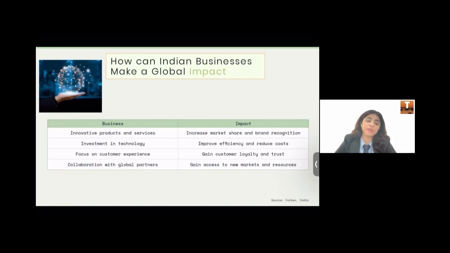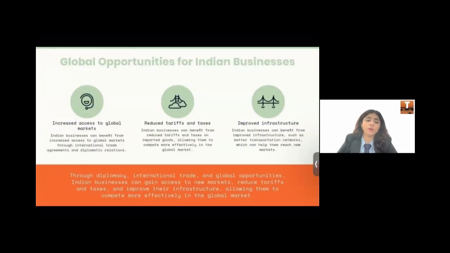In the same way, you can also harness social media. Social media is very much there, and you can utilize social media platforms to engage with customers, gather market insights, analytics, and also promote products or services. Social media acts as a very cost effective way to build brand awareness, and it also establishes direct communication channels with international customers. Now we'll talk about the global opportunities for Indian businesses.